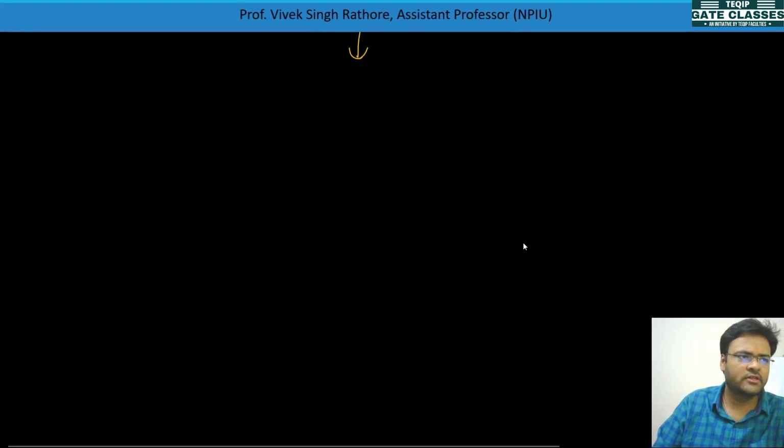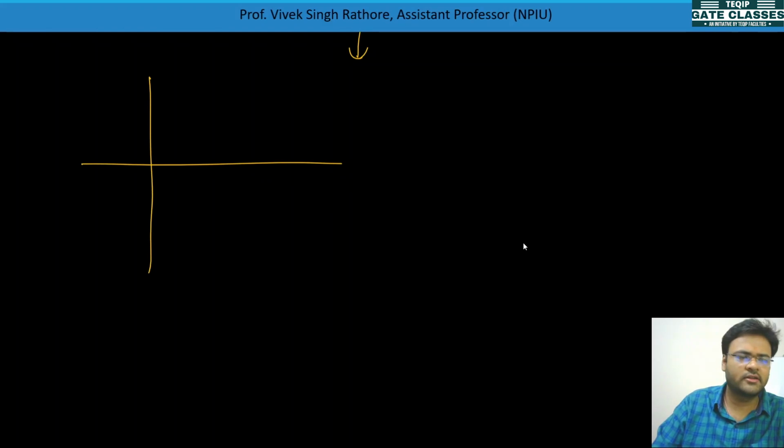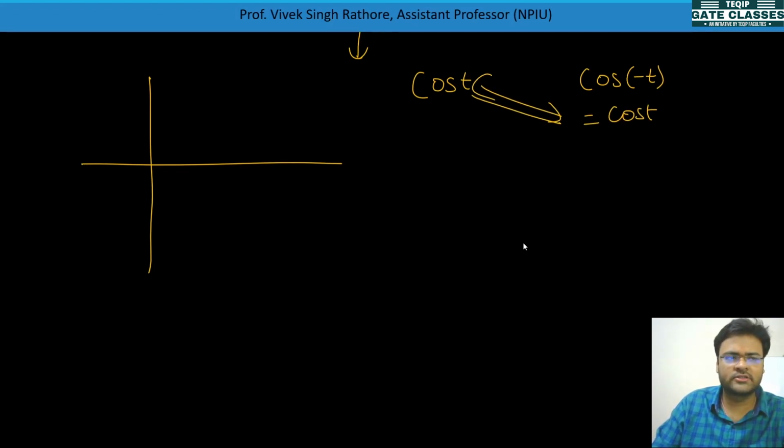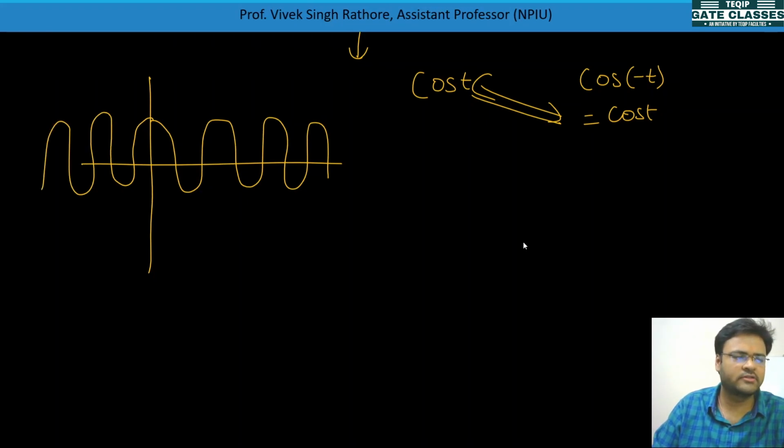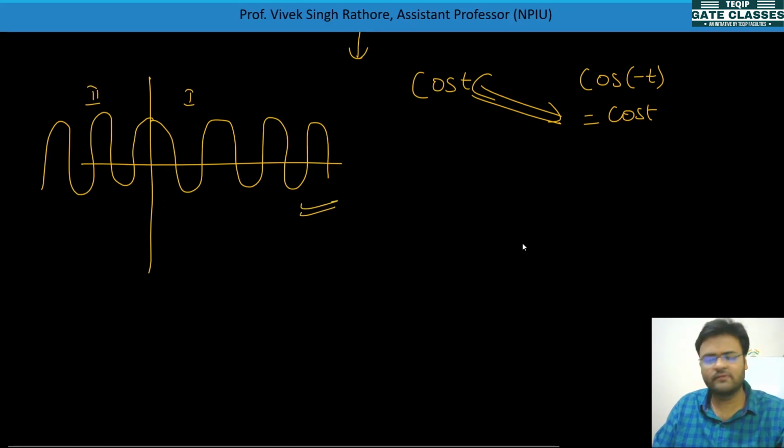Like if you see the cosine signal, you know cos t, if you do cos of -t, you'll get cos of t only. See, these both are same, f of t and f of -t, so this signal will be even in nature. You can plot it like this also. Cos t is like this, and this is also like this. So you can see both quadrants, first and second quadrant, are similar in nature. This signal is called an even signal.